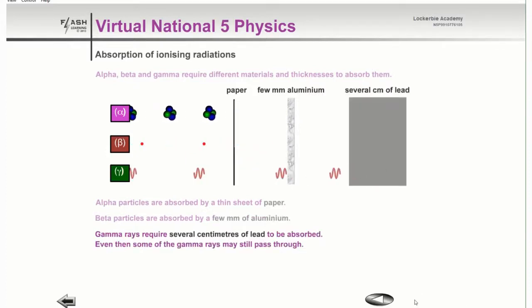Gamma rays require several centimeters of lead to be absorbed. Even then, some of the gamma rays will pass through, as you can see in this animation. Gamma rays travel many kilometers in air. Several meters of concrete will stop most gamma rays.